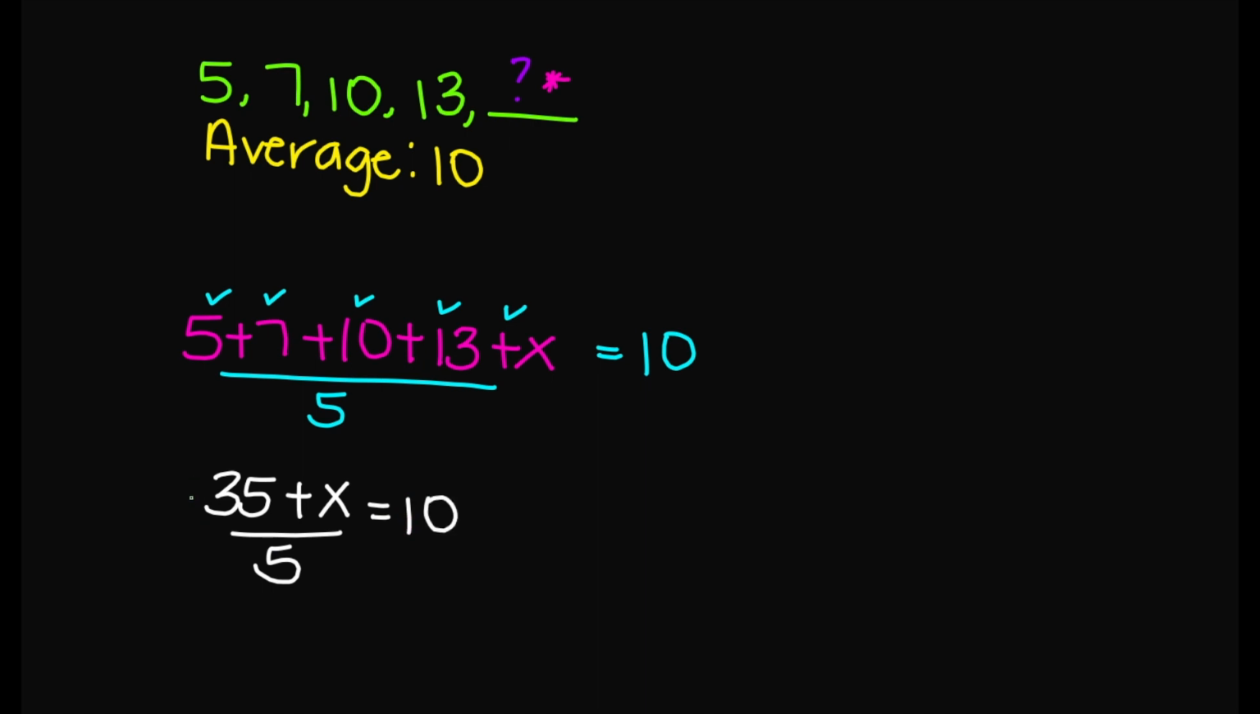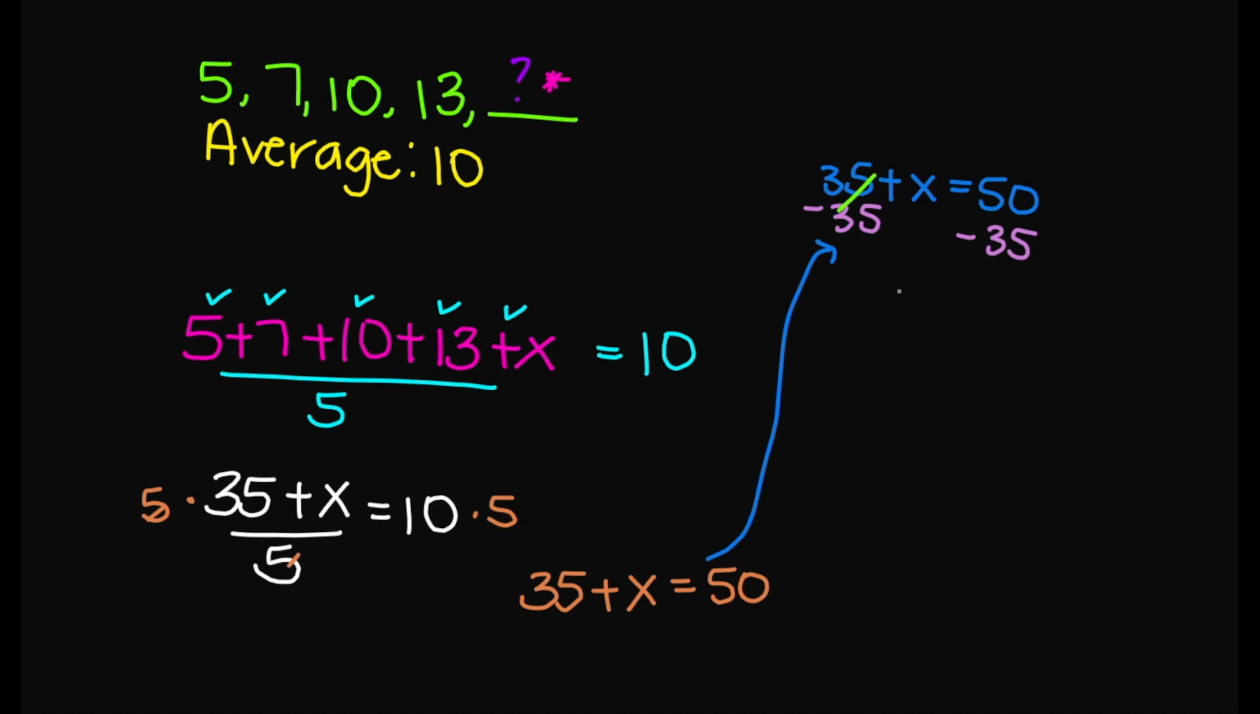Now we're going to multiply both sides here by the number 5 so that we can solve for x. My 5's here are going to cancel out. So you're going to be left with 35 plus x equals 50. My 35's here are going to cancel out. So x now is going to equal 15, because 50 minus 35 equals 15. So our missing value here is going to be the number 15.